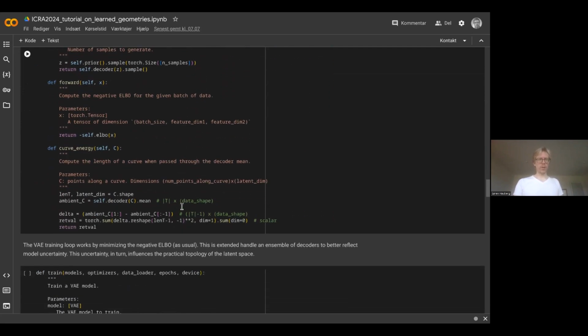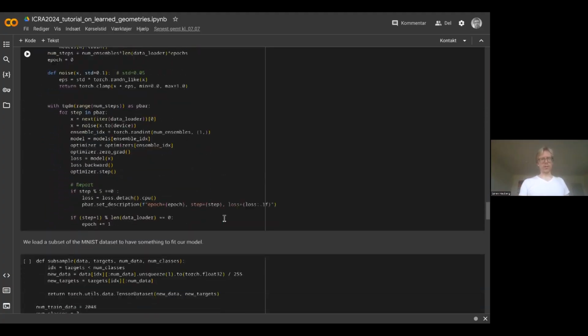And the interesting part is that we just want to compute the energy of curves. And this is remarkably simple. You just take a curve in latent space, you decode it, you measure the Euclidean energy of that curve, which is really just squared distances between points after decoding. And once you have that, you can run the exact same optimizer to find geodesics as before. So literally the code is the same. All we're doing is changing the definition of the energy.